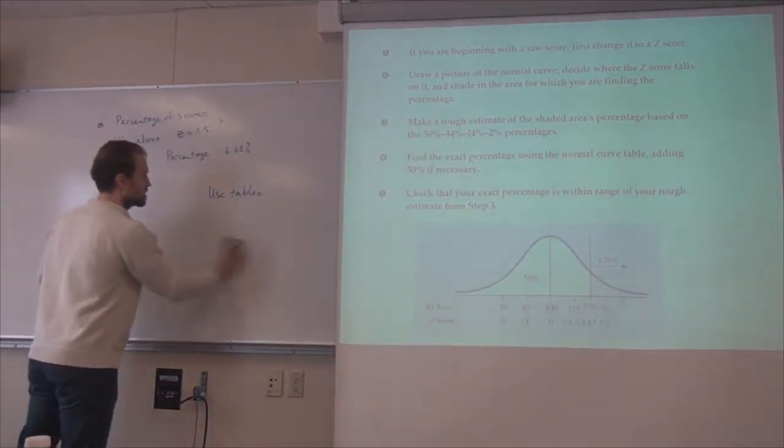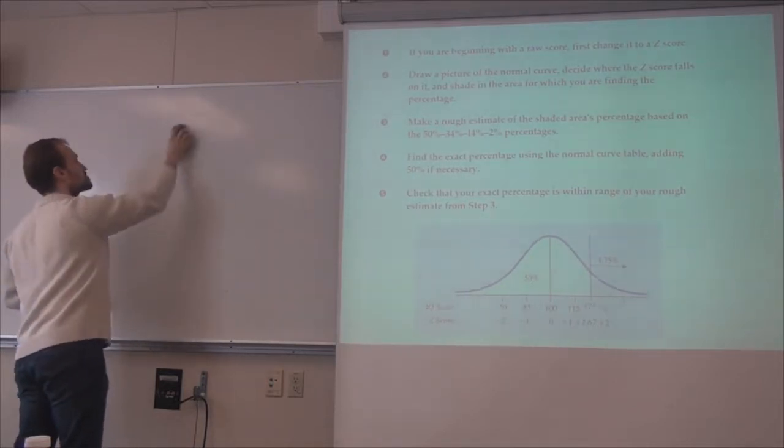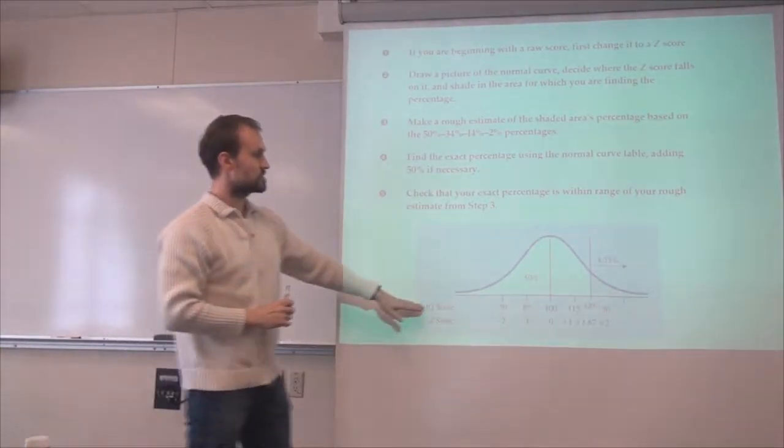So, the answer is already on this diagram, but the question is, what is the percentage that fall above a score of 125? It doesn't really matter where the actual scores come from. I think these are IQ scores.